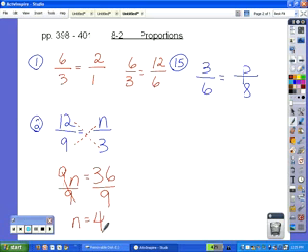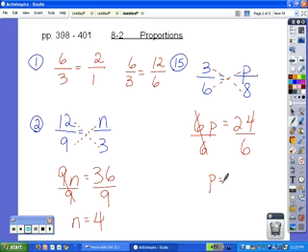For number 15, again we start where the variable is and cross-multiply. P times 6 is 6p. Cross the other way, 3 times 8 is 24. Now to solve the equation, we would divide both sides by 6, and P would equal 4 once again.